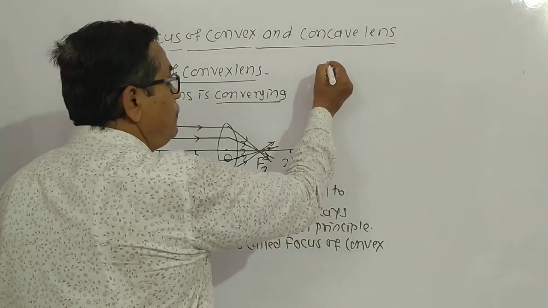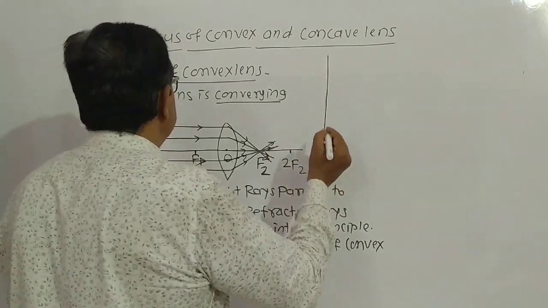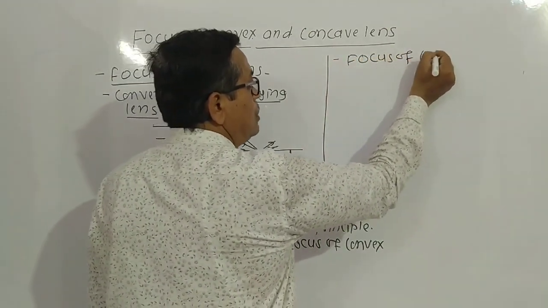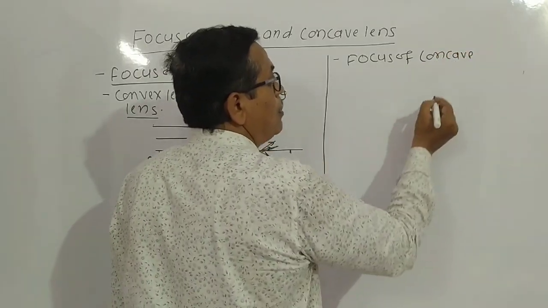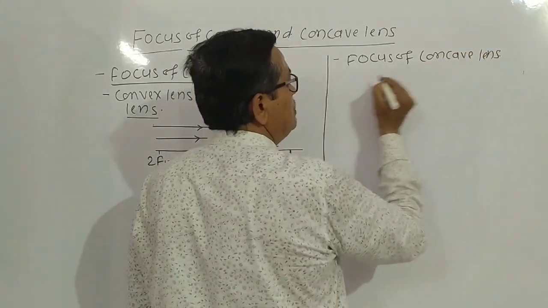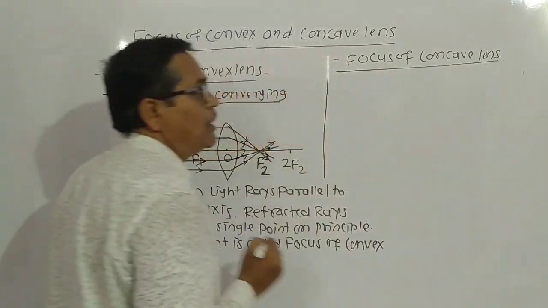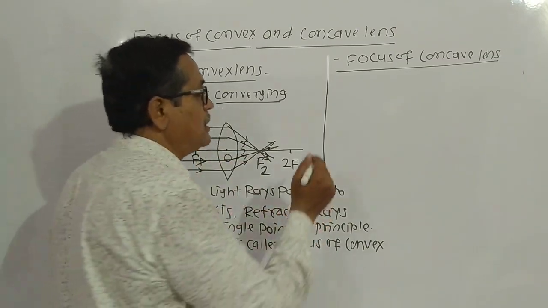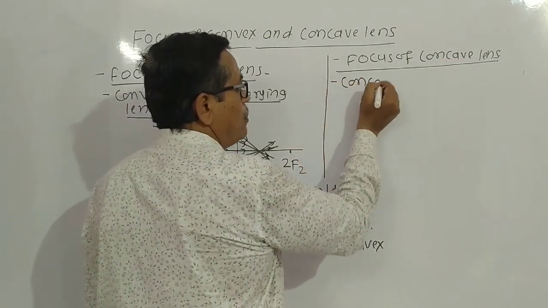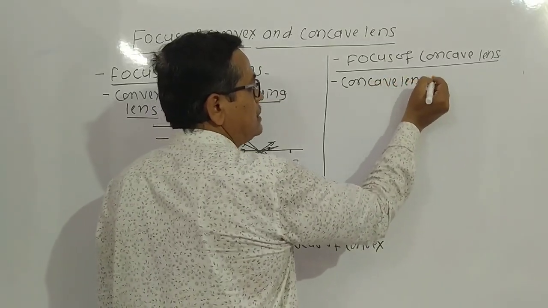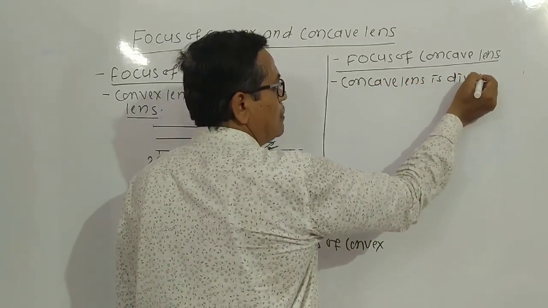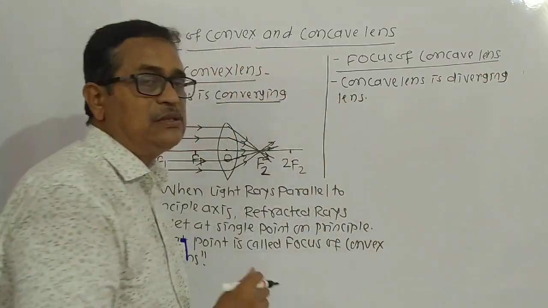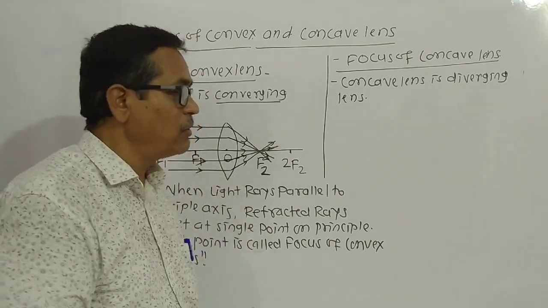Then we study the focus of concave lens. Look here, focus of concave lens. What is the focus of concave lens? How do we study the focus of concave lens? Look here, concave lens is a diverging lens. Divergence of light takes place from the concave lens.